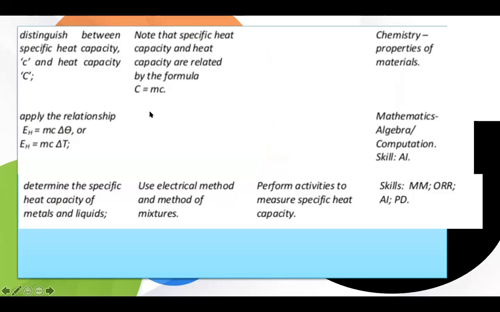All right, so as I said, we're moving on to a new topic. This topic is one of my favorites, and it is very easy. That's why it's probably one of my favorites. So we want to distinguish between specific heat capacity and heat capacity. Now, what does heat capacity sound like?